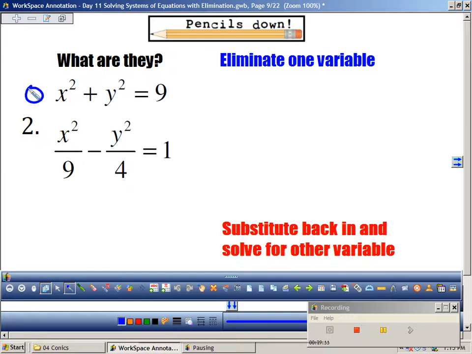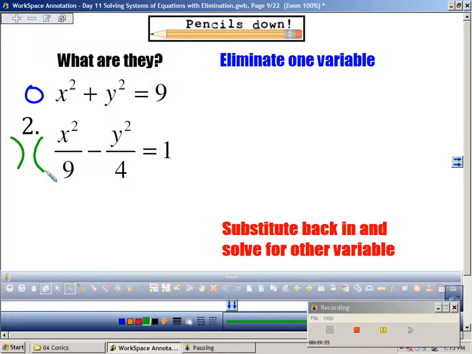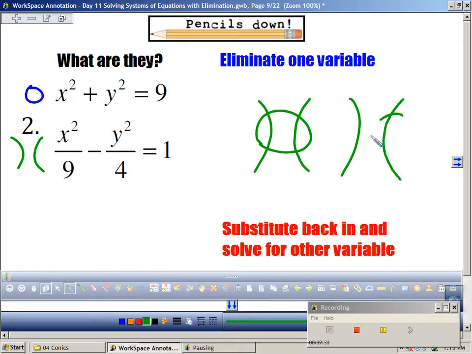One's a circle. No, the hyperbola. Okay? So these could intersect in a couple different ways, right? I could have a hyperbola with a circle. There's 4 intersections. I could have a hyperbola with a circle over on here, and there's 2 intersections.